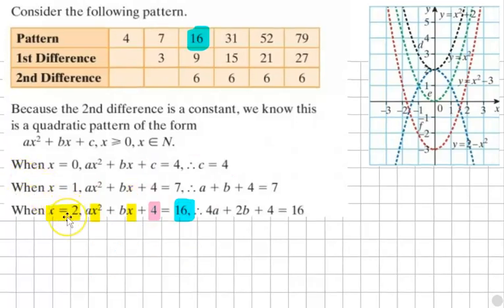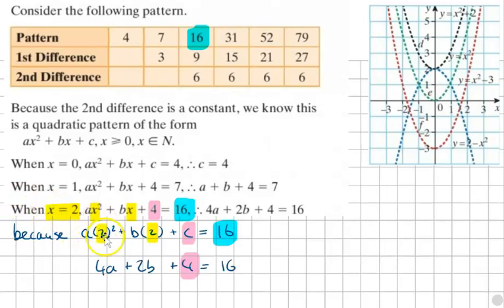So we do the same now with x is equal to 2. So we have ax squared plus bx plus 4 is equal to 16. Again, the 4, the c part, we worked out at the start. We worked out c to be 4. That's the first term of our pattern. And we let it equal to 16 now. So remember, x is equal to 0 for the first term, x is equal to 1 for the second term, and x is equal to 2 for the third term. So x is equal to 2. We get ax squared plus bx plus 4, because we got c to be 4, equals 16.